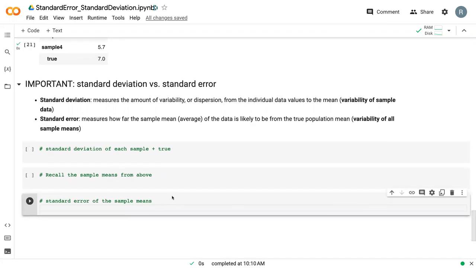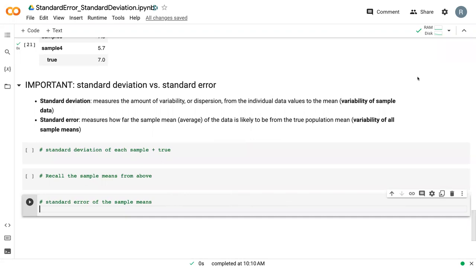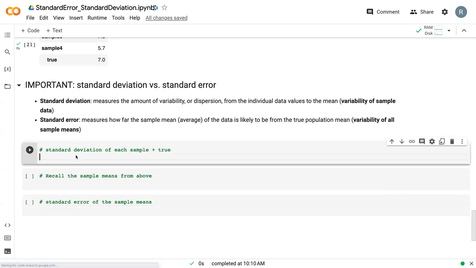Our standard deviation is essentially going to measure the variability of the sample or the population, whereas the standard error is going to measure the variability of the sample means. And what makes it more confusing is that we use the same function to calculate both. It's just what we call it becomes different. So this is an important distinction to keep in mind, but we'll go ahead and walk through how we can calculate each of these in Python.